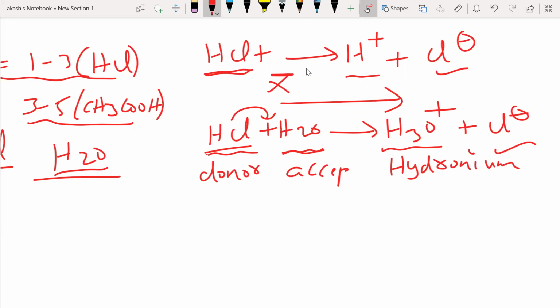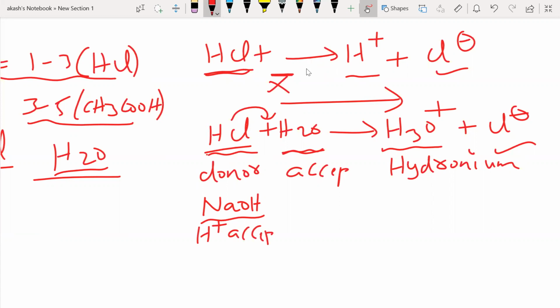Now, same way if I take a base, NaOH, for example. Again, we write it as NaOH gives me Na plus plus OH minus, but that is not the way you write it. Now we can talk in two ways. I can talk in the way that it is going to donate OH minus, but that's not how we're going to talk about it. This one is going to be an H plus acceptor.